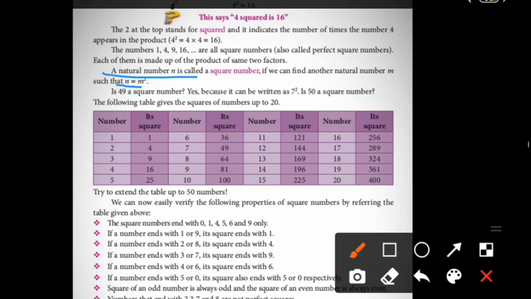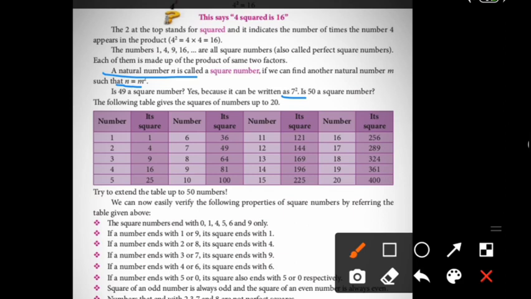Is 49 a square number? Yes, it's a square number because 7 sevens are 49. 7 square is 49. Is 50 a square number? No. 7 sevens are 49, and the next number, 8 eights, are 64. That is, 64 is a perfect square number. 50 is not a square number.